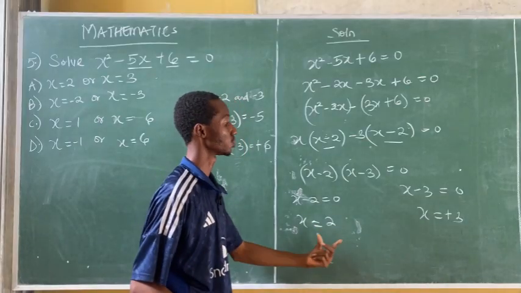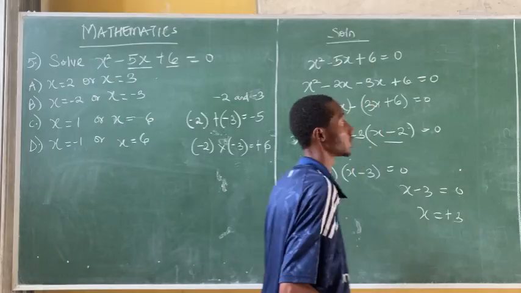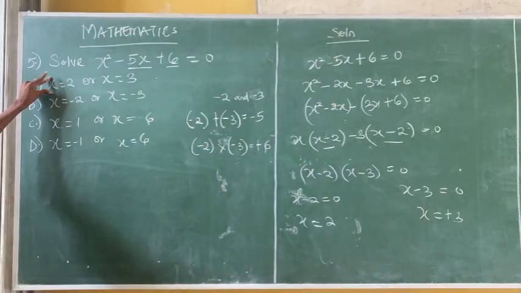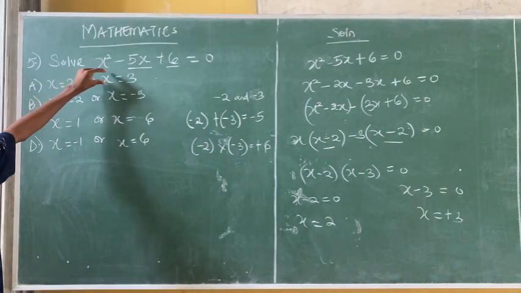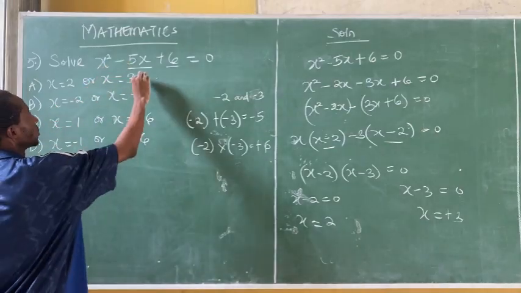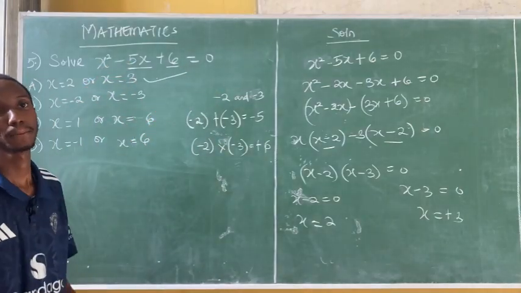Therefore, the values of x are what? X is equal to 2 and x is equal to plus 3, which is option A. X is equal to 2 or x is equal to 3. So this is the correct answer.